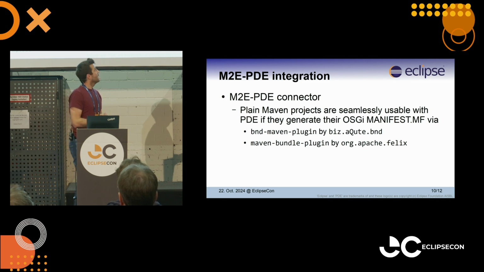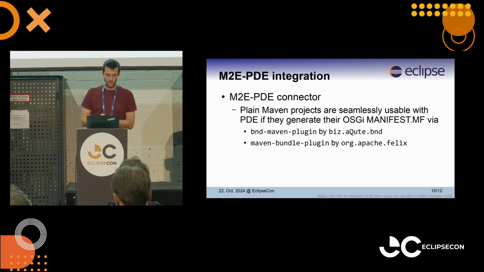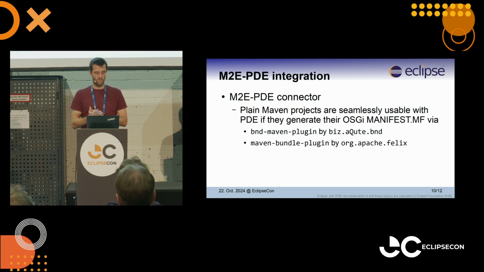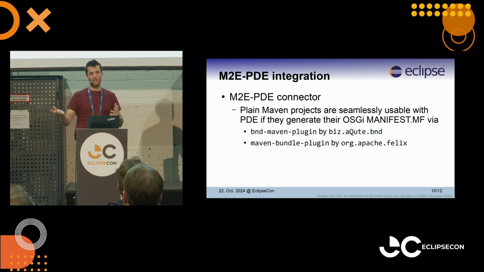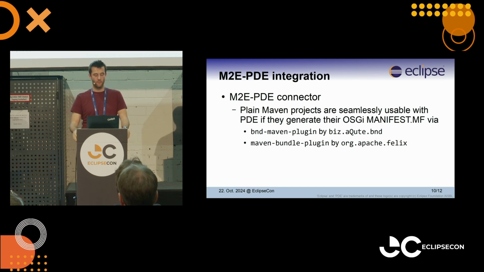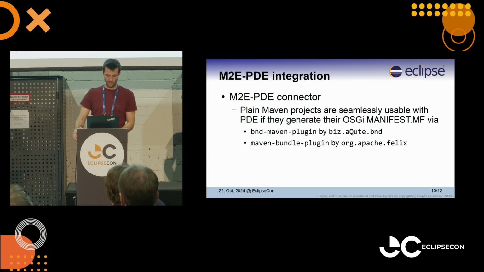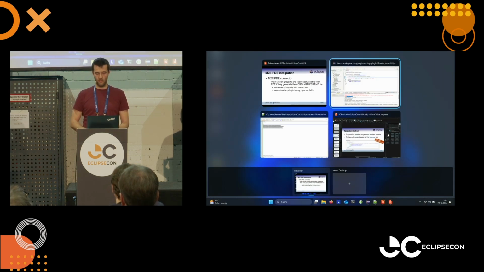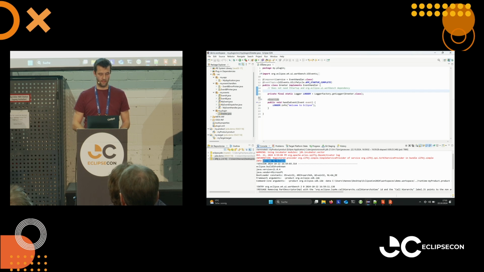The last thing I want to talk about really quickly, because I have only 4 minutes left, is an M2E feature, but it's related to PDE. It's the M2E PDE connector, which allows you to use plain Maven projects seamlessly with plugin projects if these Maven projects generate their OSGi manifest, for example, via the bnd-maven-plugin or the maven-bundle-plugin. So these are Maven projects that are OSGi aware, let's say, but are not plugin projects.